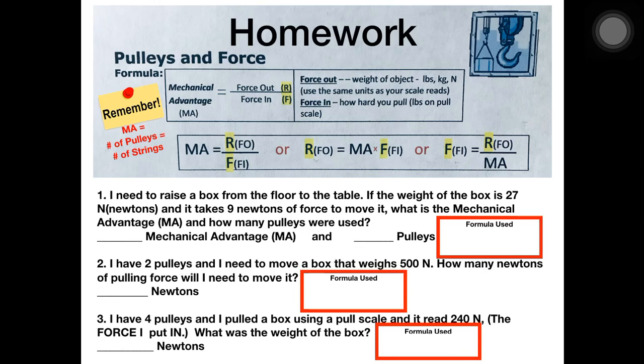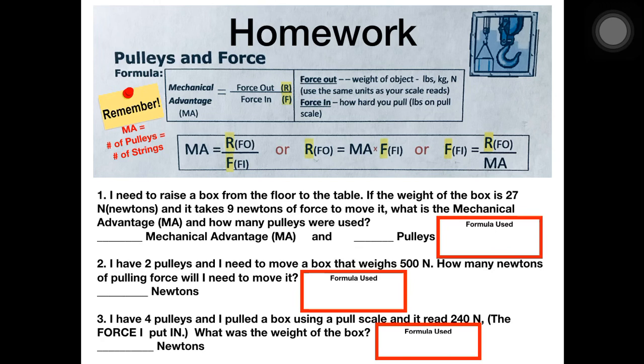Okay, if we look at our homework sheet here, we see number 1 says, I need to raise a box from the floor to the table. If the weight of the box is 27 newtons and it takes 9 newtons of force to move it, what is the mechanical advantage and how many pulleys were used?